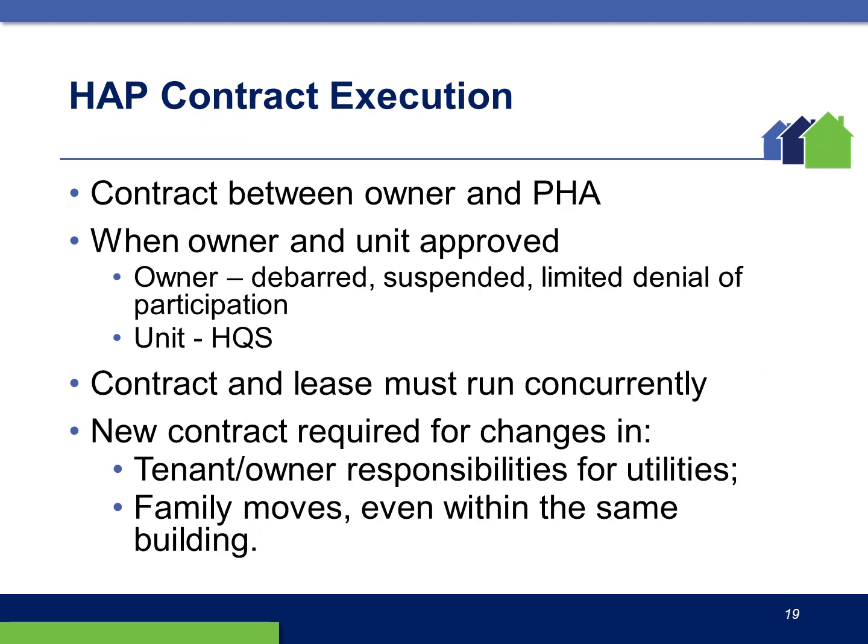A HAP contract is executed between the owner and PHA when the owner and unit are both approved. This means that it has been confirmed that the owner is in good standing and has not been debarred, suspended, or denied participation, and that the unit has passed HQS. The HAP contract and the lease between the owner and tenant must run concurrently. A new HAP contract is required for changes in tenant or owner responsibilities for utilities, or if the family moves even within the same building.